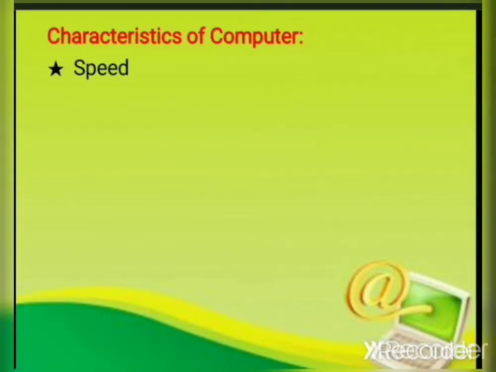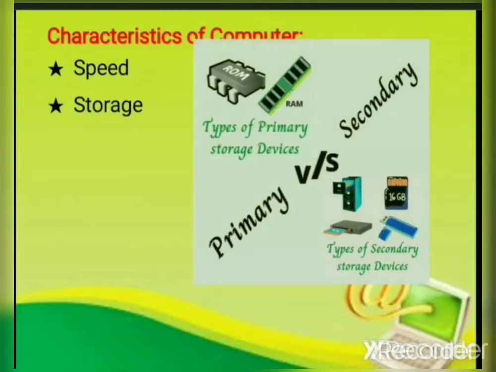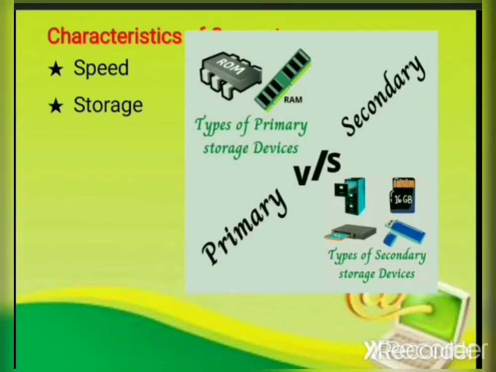The next one is storage. Computer can store large amount of data and information. So there are two types of storage in computer: primary storage and secondary storage. Computer uses primary storage devices to store the data temporarily. Also, computer uses secondary storage devices to store the data permanently.